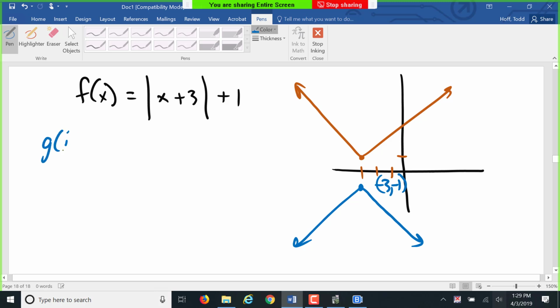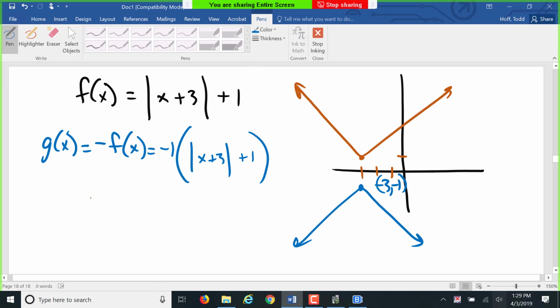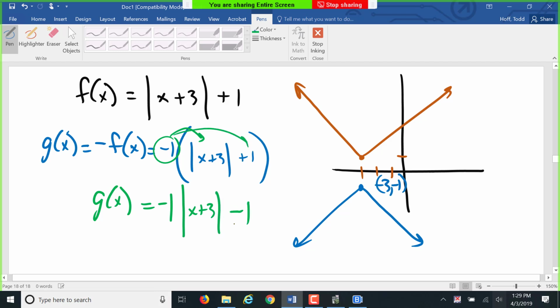If g of x is that reflection, it equals a negative times f of x. That's negative 1 times absolute value of (x plus 3) plus 1. Once again, negative 1 times the absolute value of (x plus 3) is just negative 1 times the absolute value of (x plus 3). Negative 1 times 1 is just negative 1. Now again, I could remove this 1 here and just put a negative in front of the absolute value. Does the same thing.